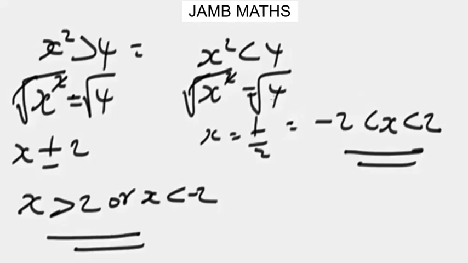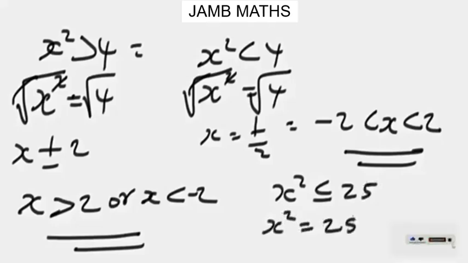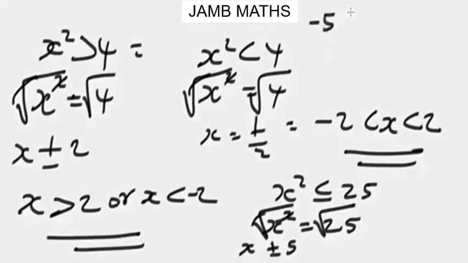Let's look at a further example. Let's say you have this kind of problem: x squared is less than or equal to 25. This is the same as x squared equals 25, so you take the square root of both sides. So we have x to be plus or minus 5. Since this is a less than or equal to sign, we're going to have minus 5 is less than or equal to x is less than or equal to 5. Okay, so this is how you represent it. It's as simple as that.